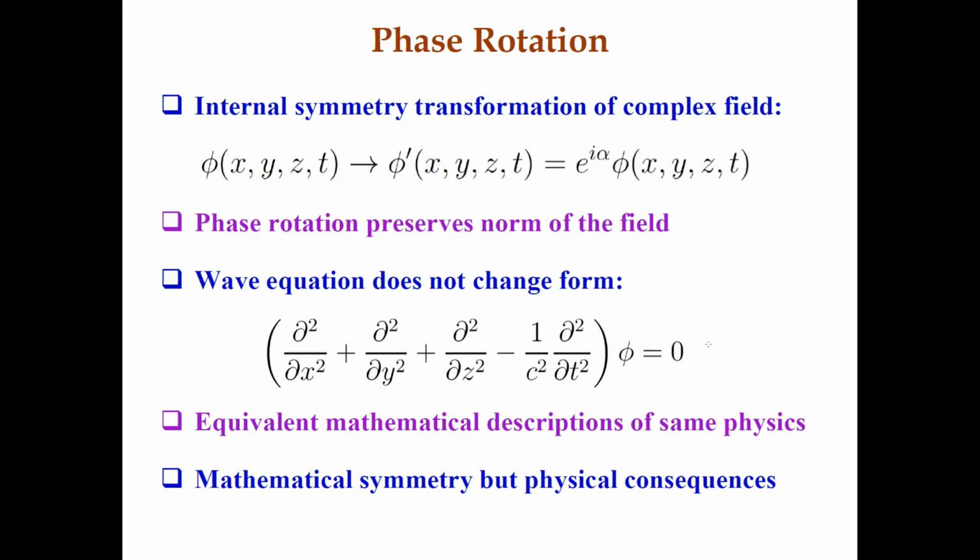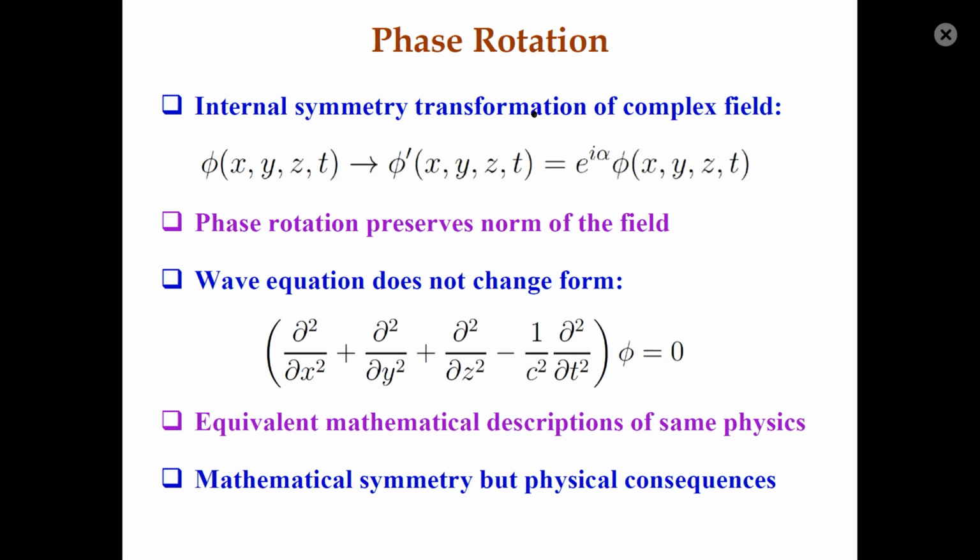Now we'll talk about more complicated symmetries. Suppose we have a complex field. What is a field? A field is, say, a function of space-time. You have a function phi that depends on x, y, z, and t, and you make a change. Phi goes to phi prime, such that you have this function phi multiplied by e to the i alpha, where alpha is a constant.